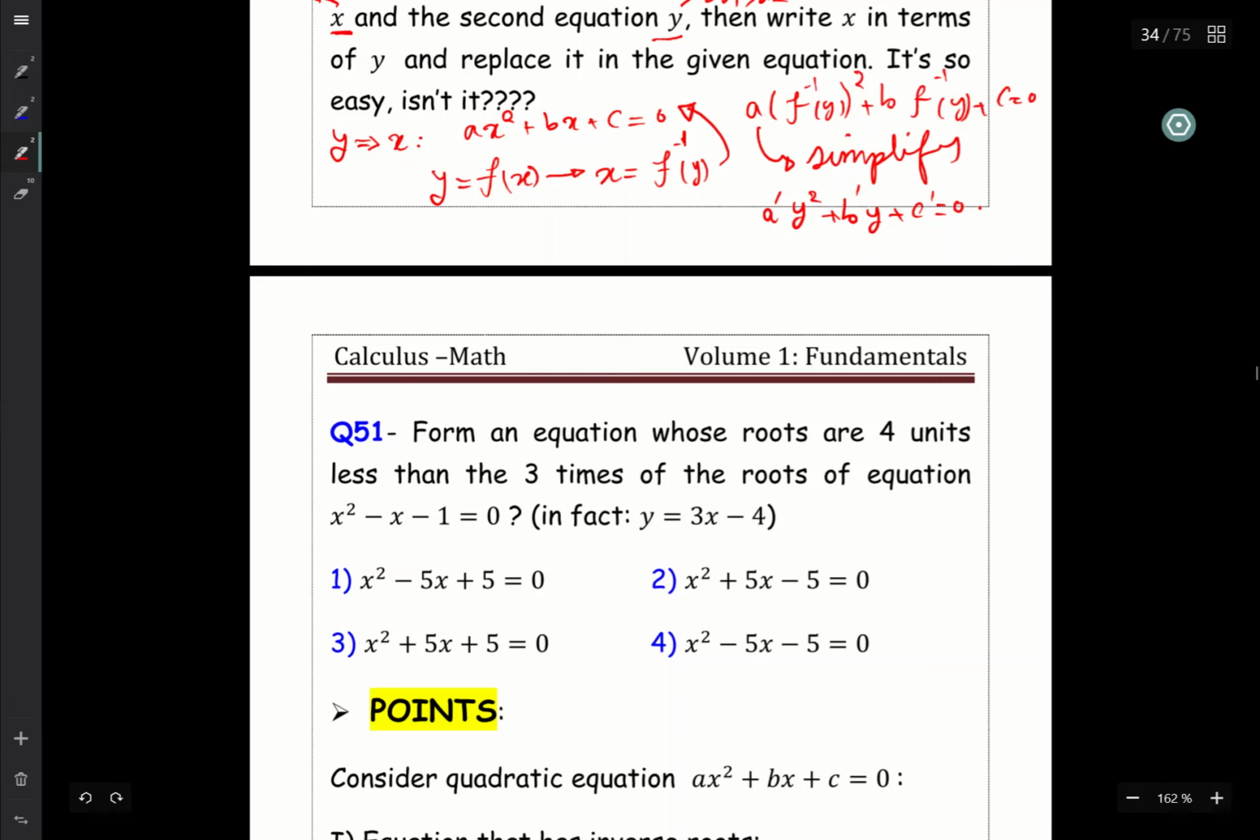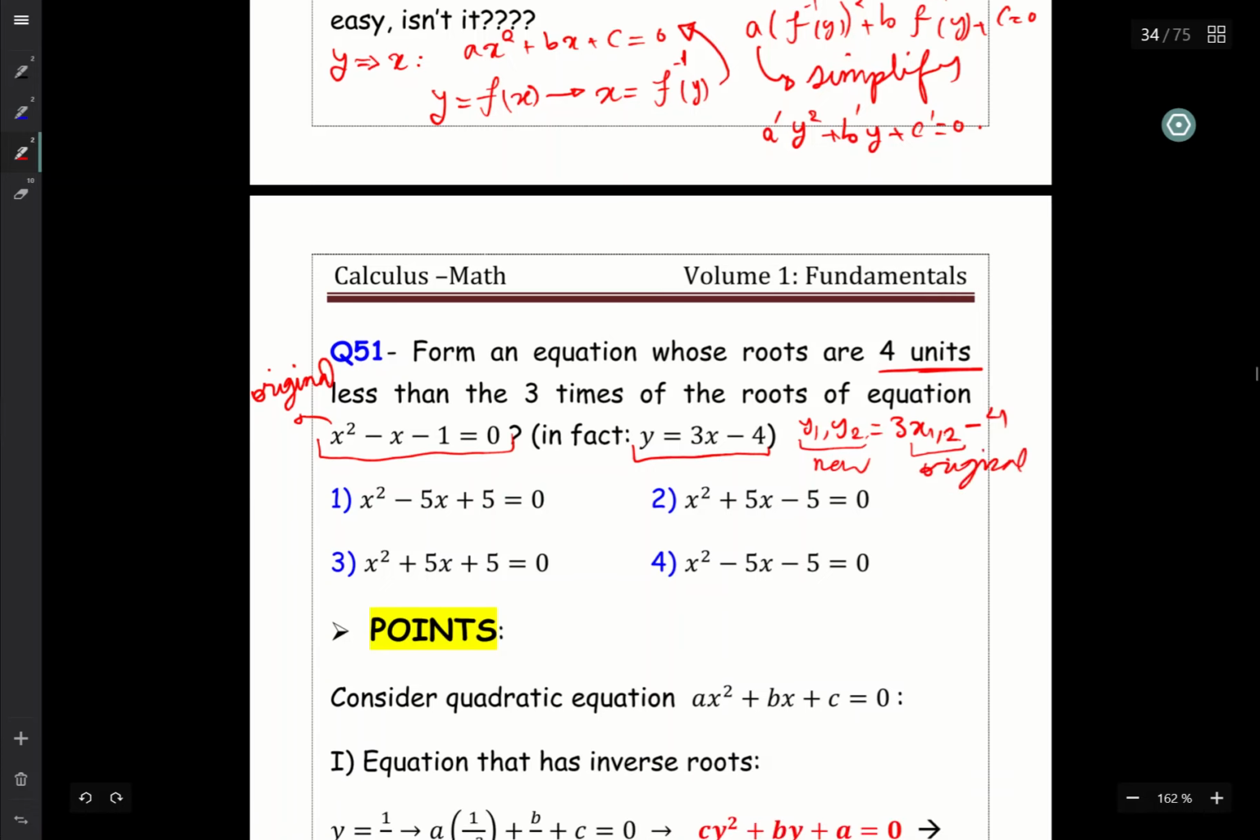Alright, question 51. Form an equation whose roots are 4 units less than 3 times the roots of this equation, x squared minus x minus 1 equals 0. So this is our original quadratic equation, and we want to find a quadratic equation whose roots, y1 and y2, are 3x1 or 3x2 minus 4, right? So this mapping y equals 3x minus 4 should be established between the roots of the new equation and the original equation, right?